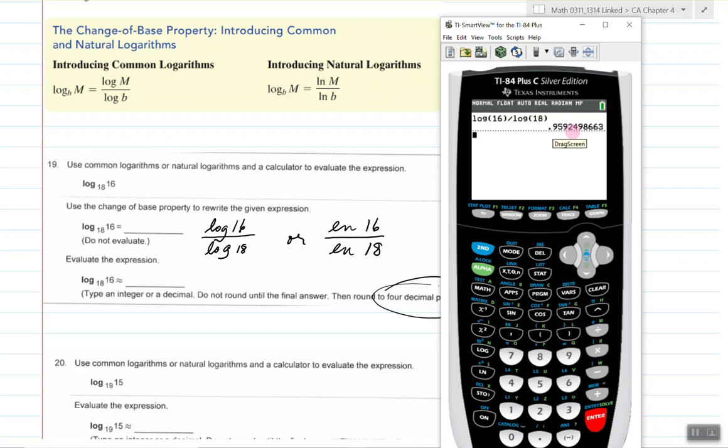All right, or what if you had chosen to use natural logarithms? It would be the natural log of 16, close parentheses, divided by the natural log of 18, close, because remember the denominator is the old base that you didn't want to work with. Enter. Hopefully you see you got the same answer.